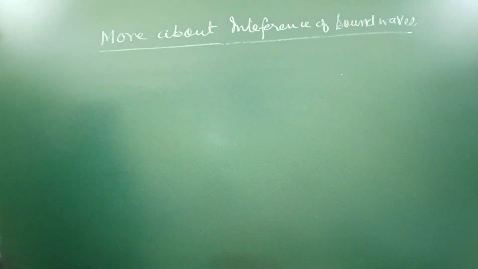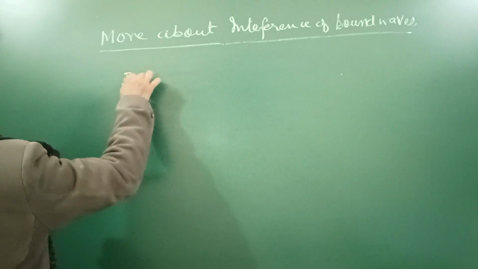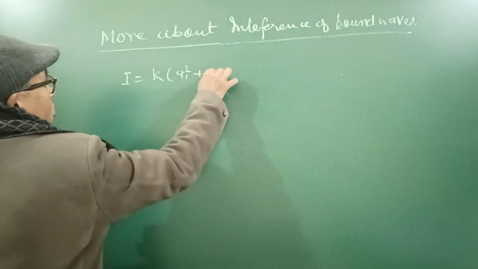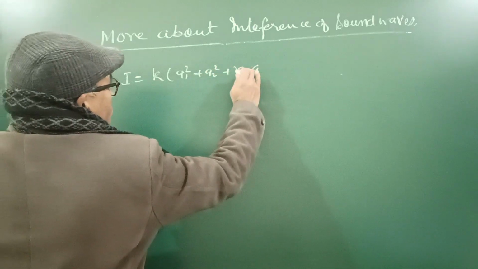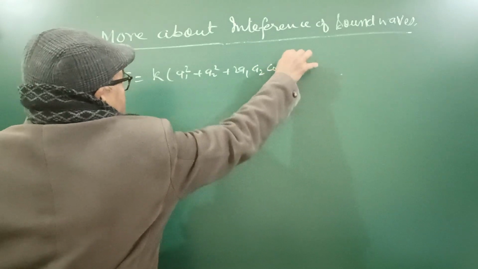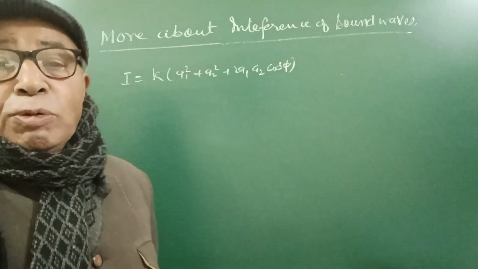Well, dear friend, in the last video I proved that intensity I is equal to K bracket A1 square plus A2 square plus 2A1 A2 cos phi. Phi is the phase difference between the two waves.